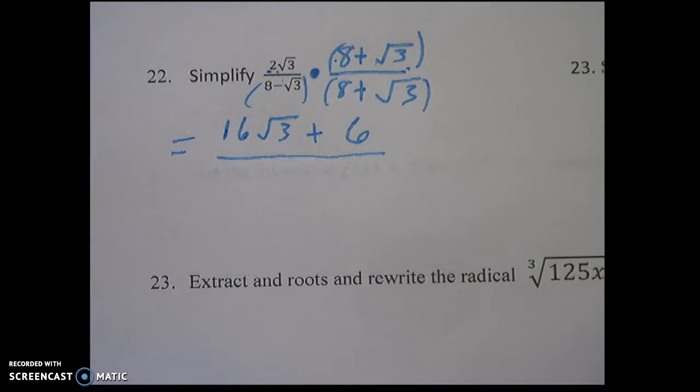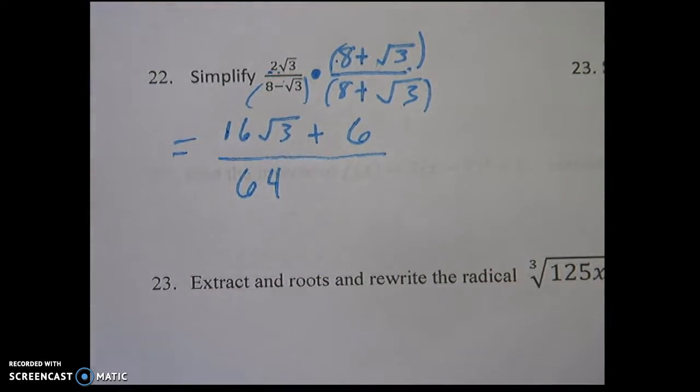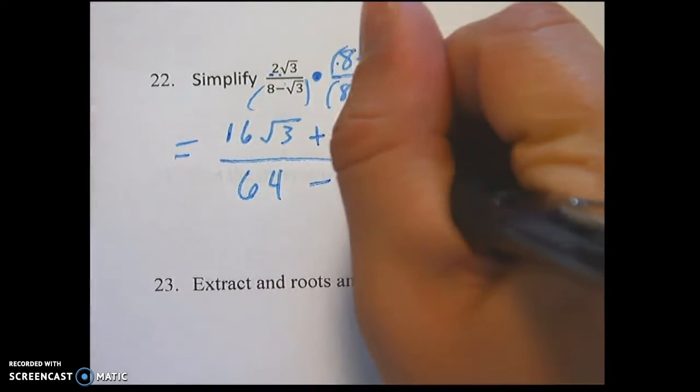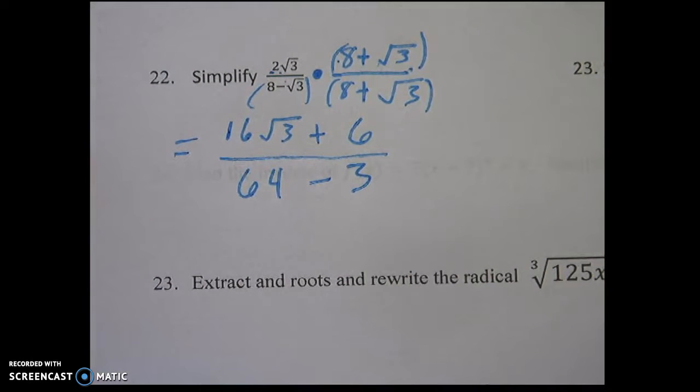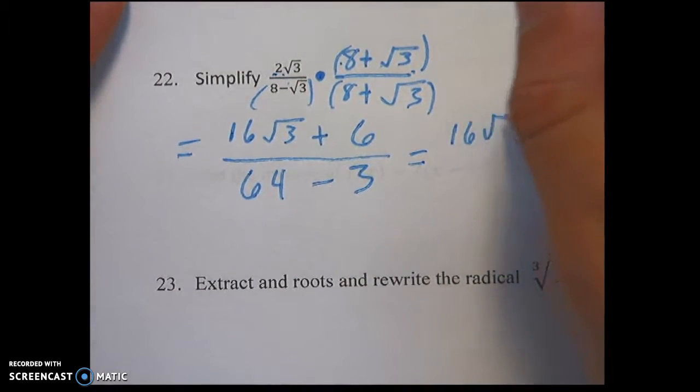We just do 8 times 8, which is 64. And then negative root 3 times positive root 3, which is negative root 9, which is just negative 3. That's really bad FOILing, but you can do it when you're multiplying by the conjugate, because the two middle terms always drop out. That's how smart people do it. Now this is almost all the way simplified. There's just one last thing we need to do in the denominator there, and that's change it to a 61. So this is 16 root 3 plus 6, all divided by 61.